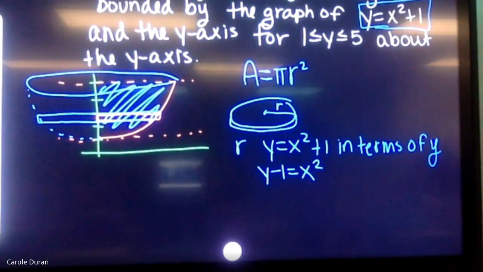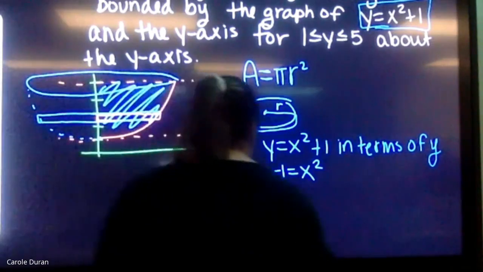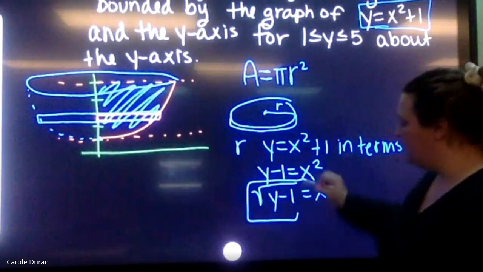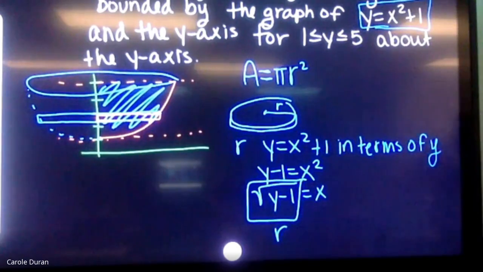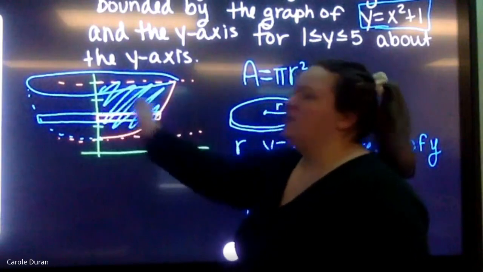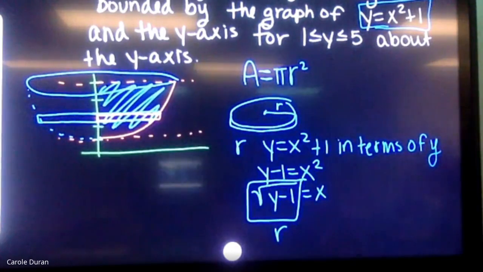When I square root the y minus 1, do I want a negative number? Is my radius ever a negative length? No. So I only care about the positive of the square root of y minus 1. So that means this is the radius of each of my disks, because that tells me the x value of the outside of my disk from the center of the y-axis.